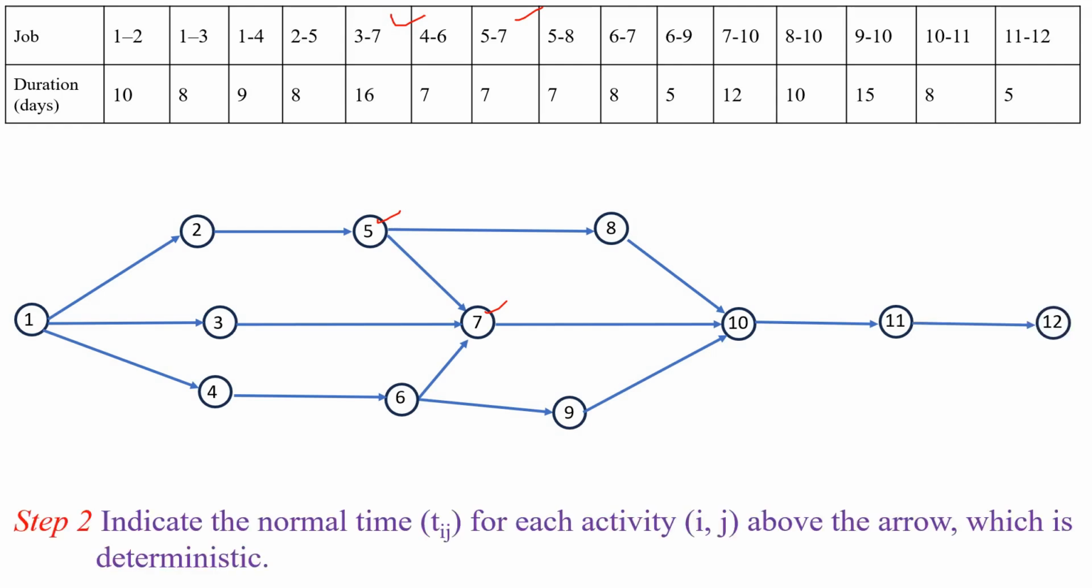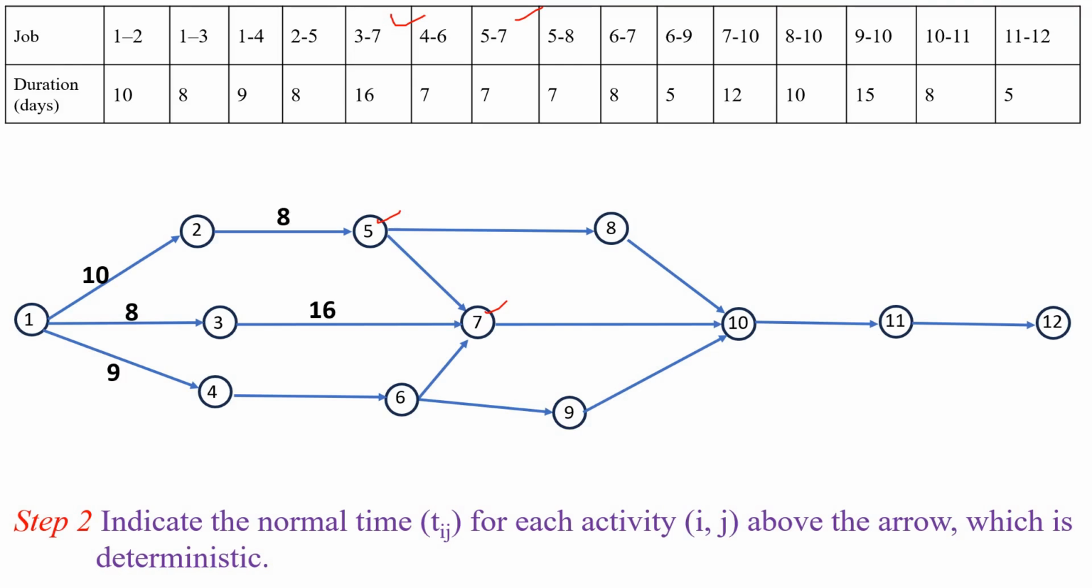Second step is to indicate the normal time for each activity above the arrow. Then I have to indicate the time duration for all the activities in the network diagram. For the activity 1 to 2, time duration is 10 days. For activity 1 to 3, time duration is 8 days. And 1 to 4, 9 days.